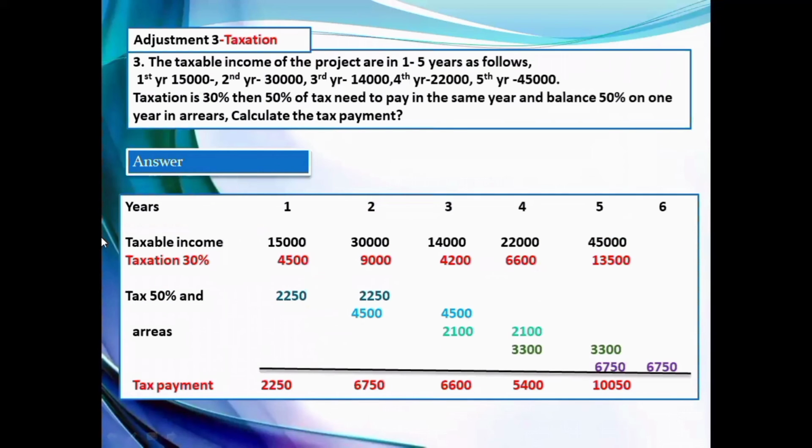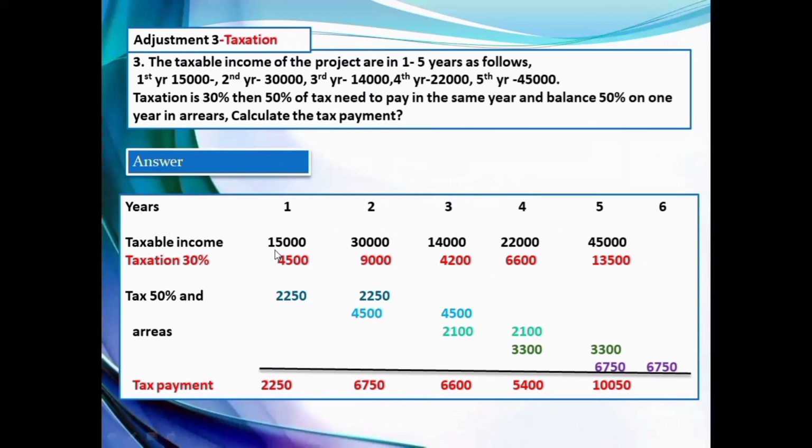The third adjustment is taxation. According to this example, you can understand how to calculate the tax. The taxable income of the project for years 1 to 5: first year 15,000, second year 30,000, third year 40,000, fourth year 20,000, fifth year 45,000. Taxation is 30%, and 50% of the tax needs to be paid in the same year and the balance 50% one year in arrears. Calculate the tax payment for years 1, 2, 3, 4, 5. We put the years this way.